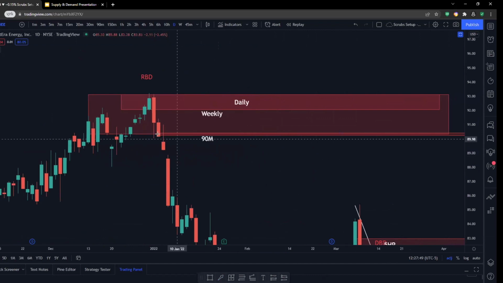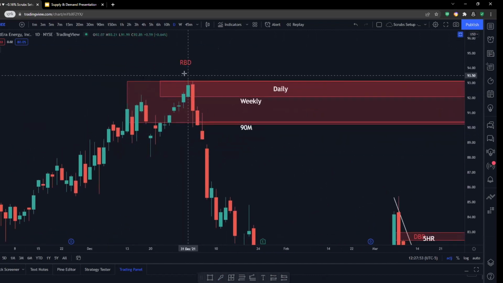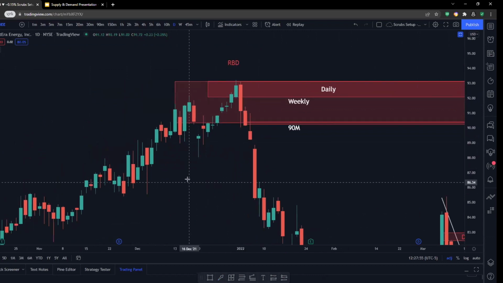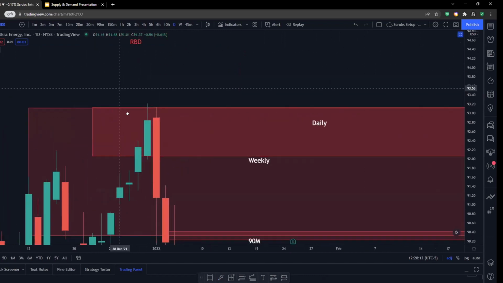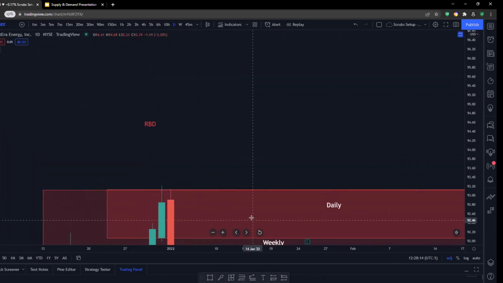So let me break it down a little bit. This is what is known as the first one, rally base drop. As you can see here, we have a swift rally up, we have a basing period, and then we have that large drop down, right? Not every seller was able to get filled here, thus creating an imbalance in the market, which is right here. This is the first one, the daily supply zone.